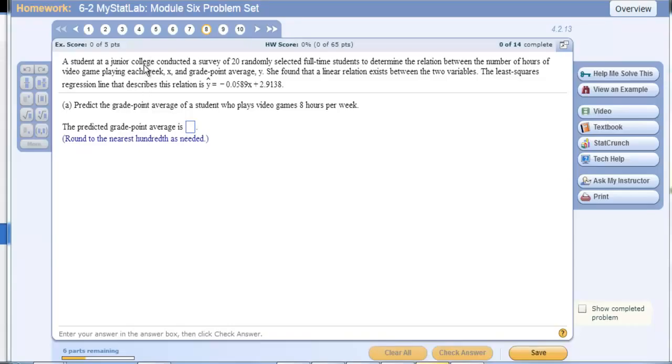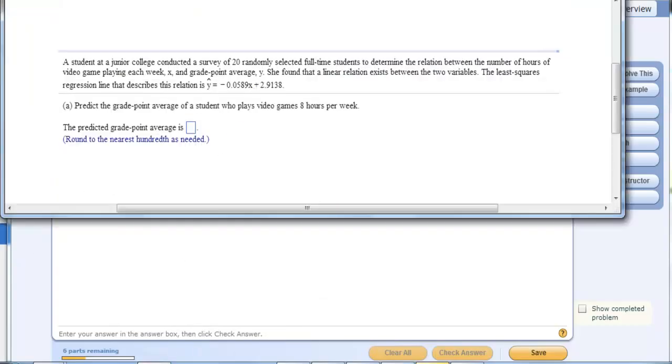Here we have a community college that conducted a survey of 20 randomly selected full-time students to determine the relationship between the number of video games played each week and the GPA. And then she found the linear relationship between the two variables, and here's that least squares regression. Now we're going to use that to predict the grade point average of a student who plays video games 8 hours per week. So let's go ahead and take a look.